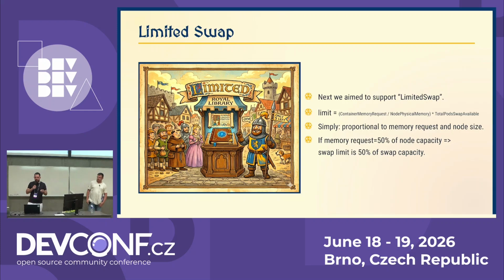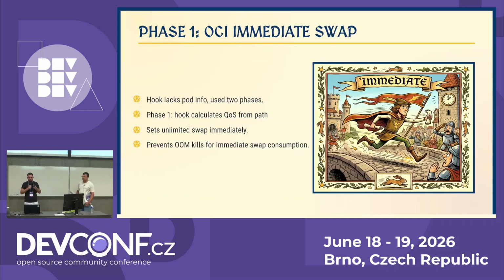So how did we do that? We did it in two phases. First of all, we said, okay, OCI hooks are problematic. We understood that by now, and we wanted to narrow them down as much as we could. Basically, in the first phase, the OCI hook did what it did previously, just tried to support unlimited swap.